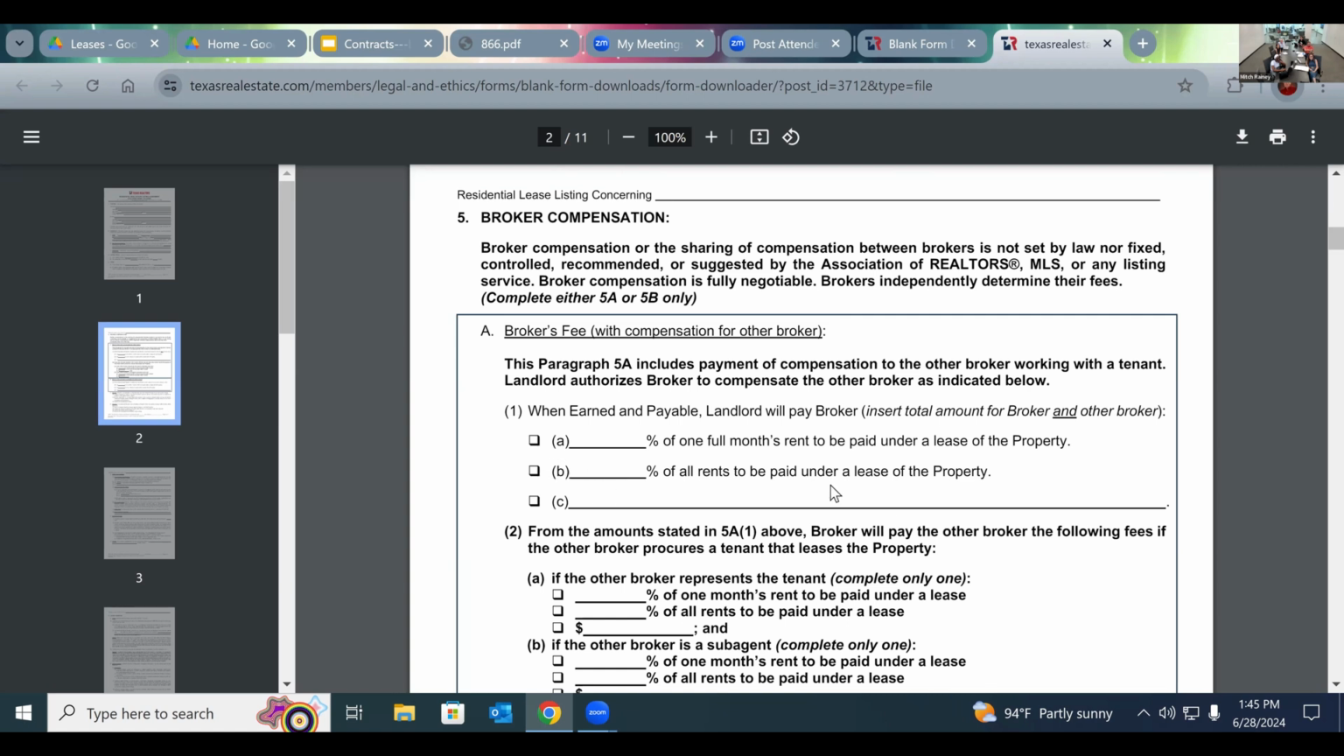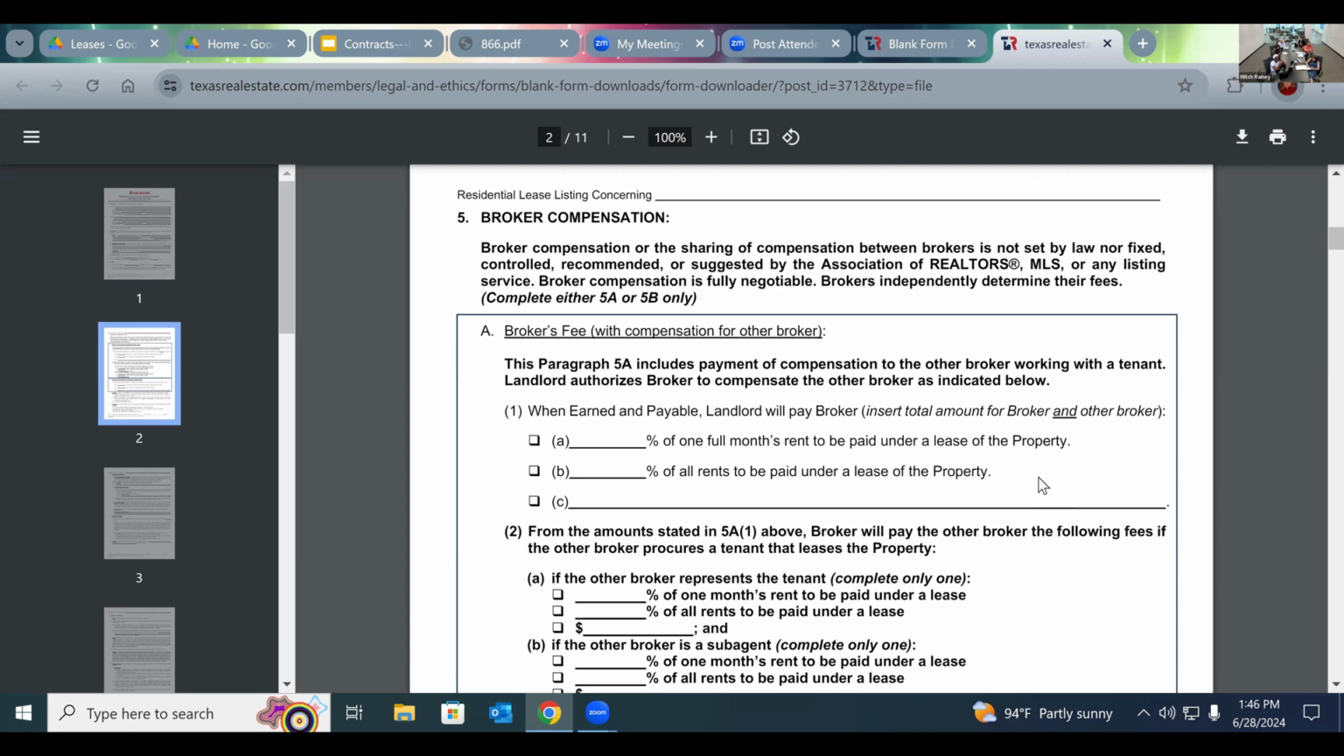B is a percentage of all lease paid underneath the property. It works out to about 8.33, which is nice because what if you find a tenant who's willing to sign a 3-year lease? Well, all you're gonna get is 1 month's rent, but you've brought somebody that's gonna pay that landlord for 3 years or for 2 years. Could you kind of break down what that means? Like term of lease, so we get a percentage of the whole entire amount? Yes, kind of like a commercial lease. Yeah, so if they're doing 12 months, it's gonna be 1 full month's rent. If you're doing 8.33 and you're doing 2 years, you're gonna get 2 full months.